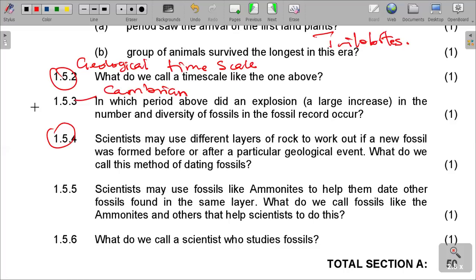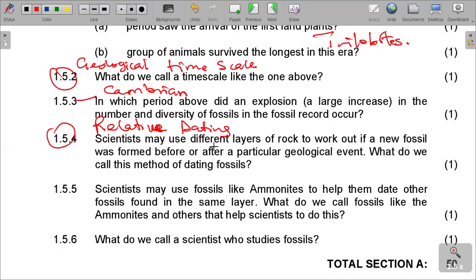This is called relative dating. Relative dating is what we call this method of dating.